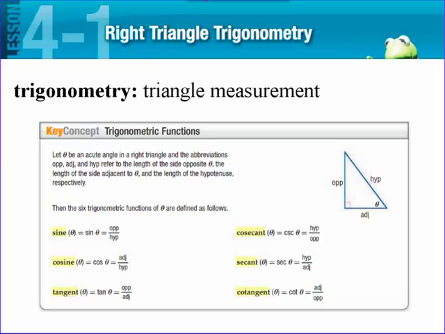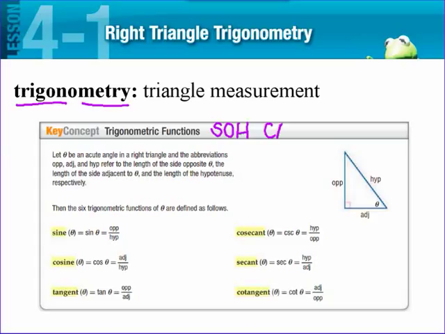And so first of all, trigonometry means triangle measurement. That comes from the word trigon, which means triangle. Metry, which means measurement. Okay, so trigonometry means triangle measurement. The key concept box here from your book, trigonometric functions, should look very familiar. You should already remember this stuff because we had a nifty little way to remember the trig functions. SOHCAHTOA, right. And so that's all this is.